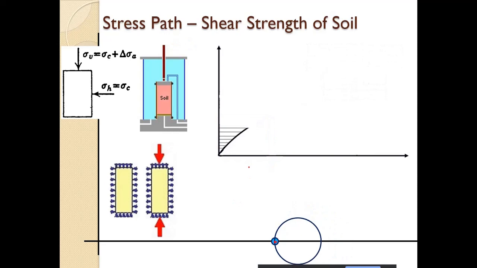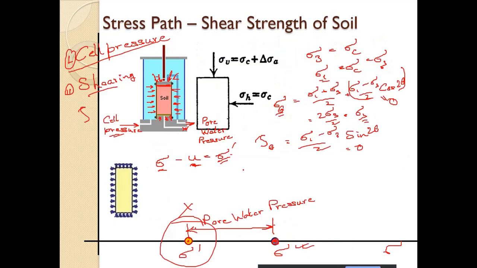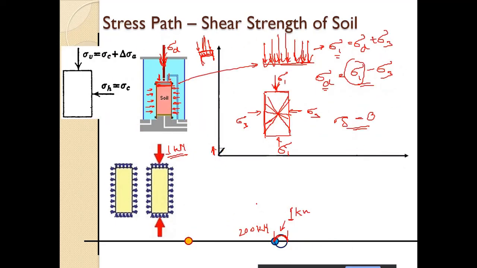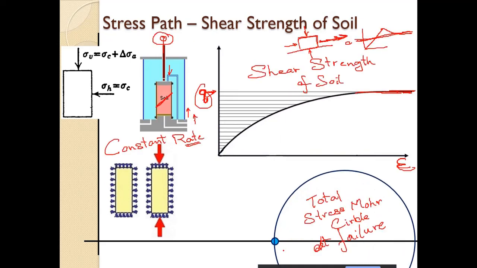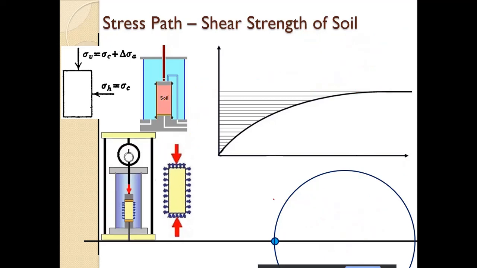As it is going on increasing, from here we started, this Mohr circle is also going on increasing. That means the stresses at the various planes of the sample are increasing in this manner, and it is not going beyond this. So to understand what has happened, we need to look at this.